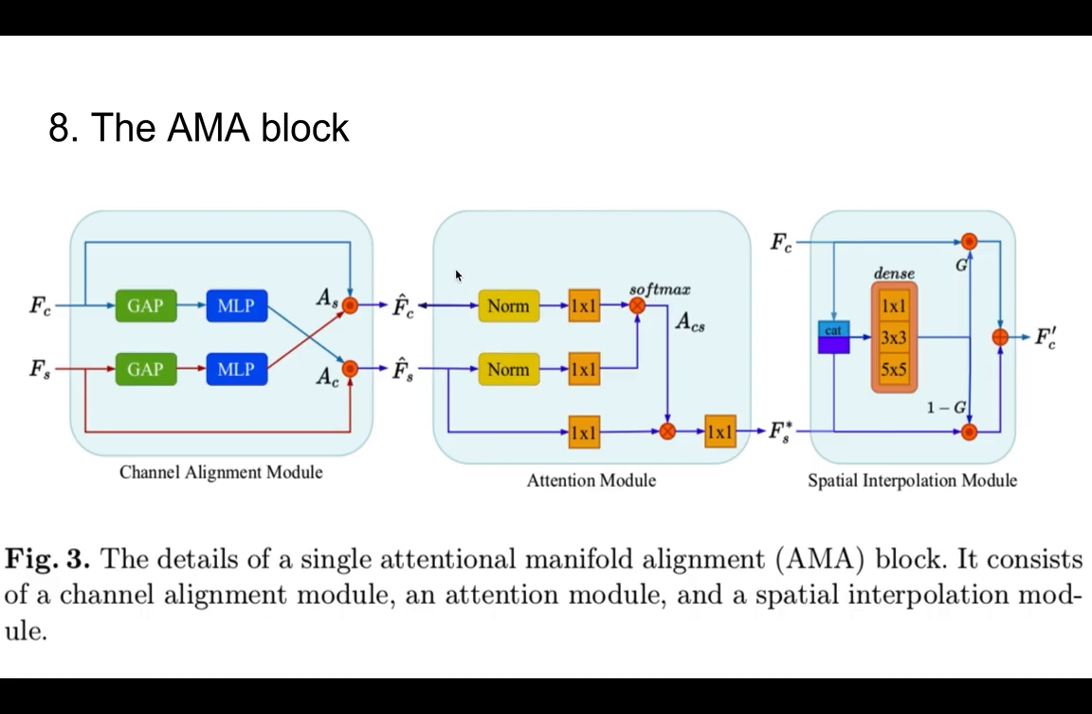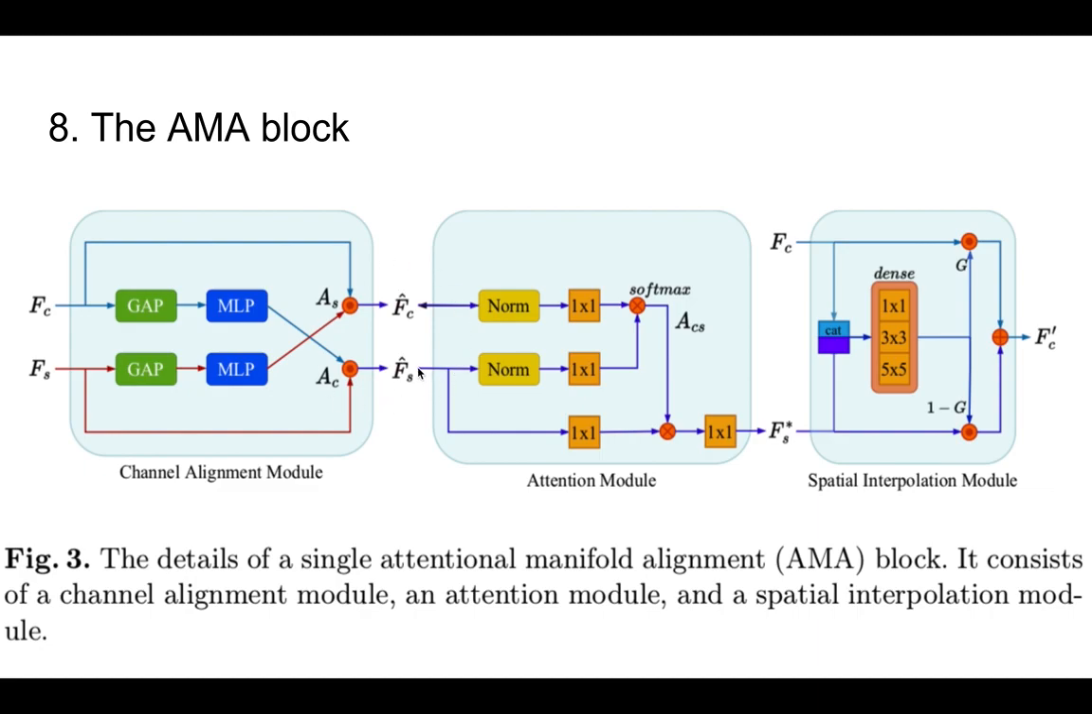Then we are going to introduce the attentional manifold alignment block, the AMA block. It consists of a channel alignment module, an attention module, and a spatial interpolation module. The channel alignment module aims at emphasizing the related semantic aspects between the content and style features. So, as we all know, different channels denote different semantic aspects. So we want to emphasize this using cross-channel attention.